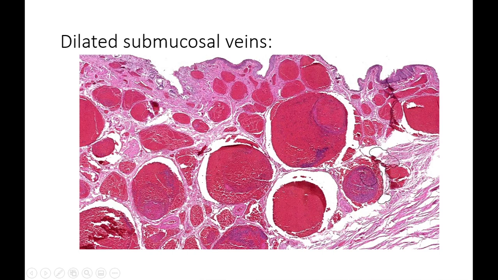Dilated submucosal blood vessels: the submucosal vessels are chronically dilated, filled with blood. Complications are thrombosis and pain, and rupture and bleeding per rectum, fresh bleeding per rectum.